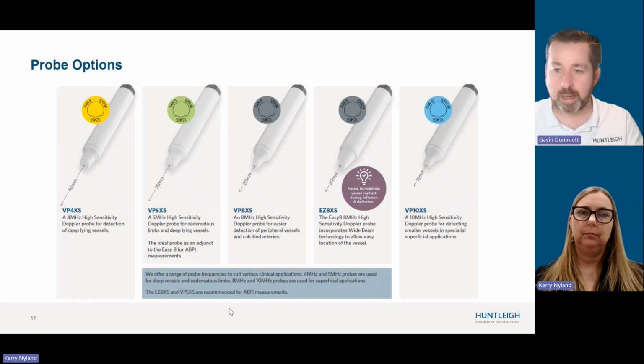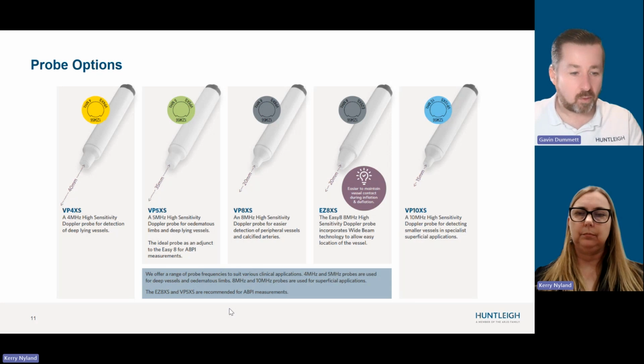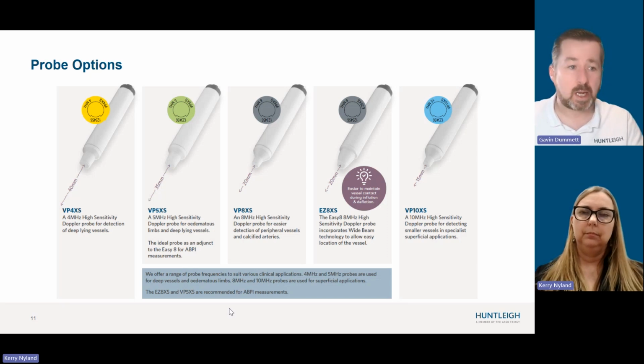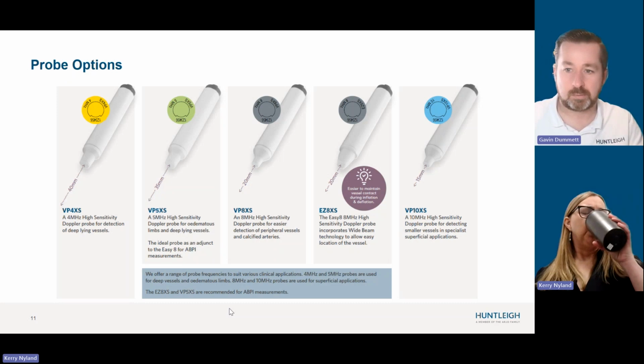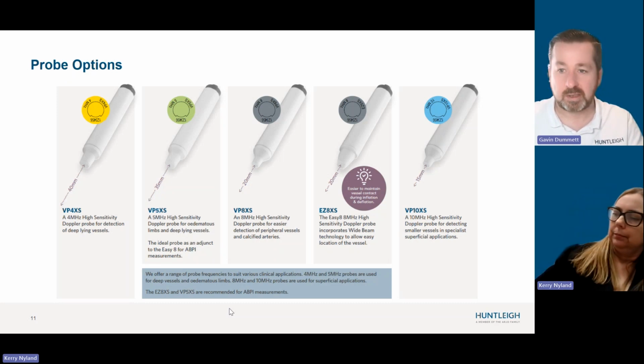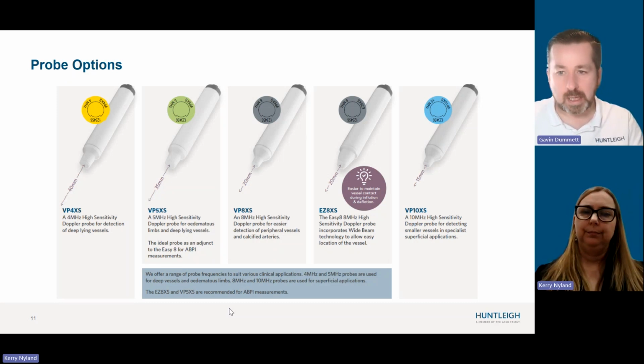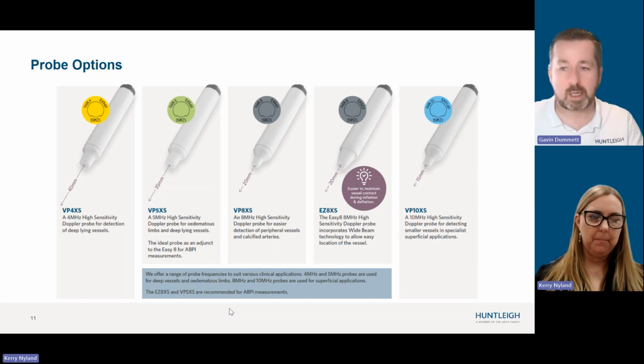Okay, so this is our probe range. The 4 megahertz probe is more for the very deep lying vessels, for example limbs, lymphatic limbs, where it's harder to get a signal. You'll find this in the ABPI kit. And you can also use this for the popliteal and femoral artery if you're doing a complete assessment of the lower limb. The VP8 is your all-round probe. It could be used for most applications.